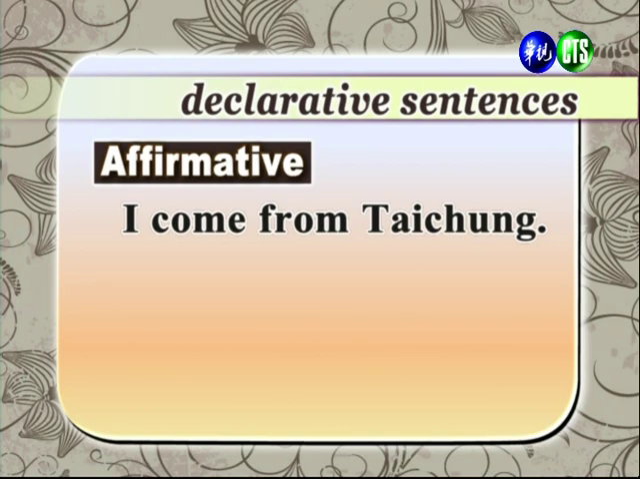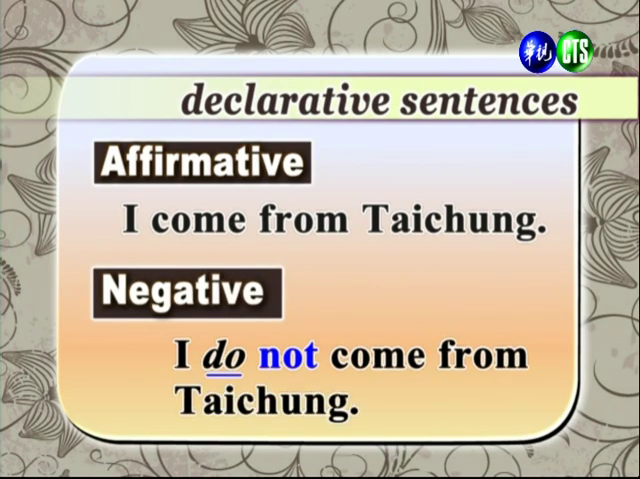Right, our next sentence is, "I come from Taichung." And we're going to make this negative, and the negative sentence becomes, "I do not come from Taichung." If we look at the grammar here, we put the not before the main verb, but we have to add another word, which is this little word do. We call that an auxiliary verb, and we put our not right after that auxiliary verb when we make a negative sentence.